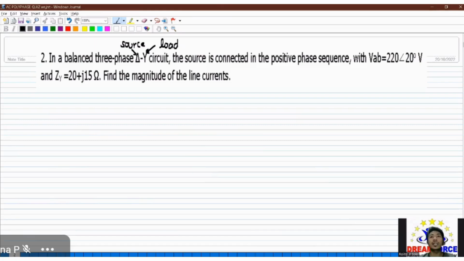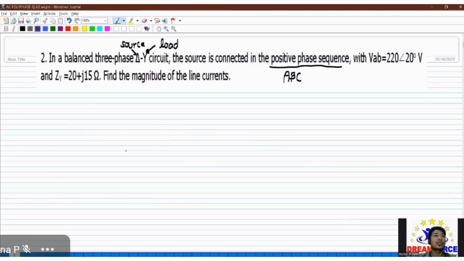Okay, so the source is connected in the positive phase sequence. So again, if you say positive phase sequence, ABC, parang yung sinagot natin sa number 1. Okay, so with VAB is equivalent to 220 angle 20 degrees and ZY is equivalent to 20 plus j15 ohms. So question is to find the magnitude of the line currents. Okay, so na-discuss naman na nung lecture, engineer.